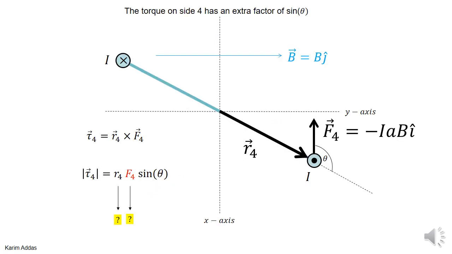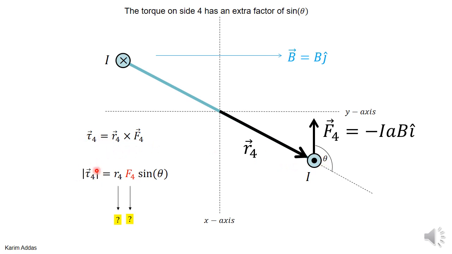So let's look at the torque. If you look at the top view, looking down on the Z axis downwards, the R4 vector is this way, and the F4 vector is in the minus i direction, and the angle between them is this angle theta. And so if you want to get the torque on side number 4, it's R4 crossed into F4.